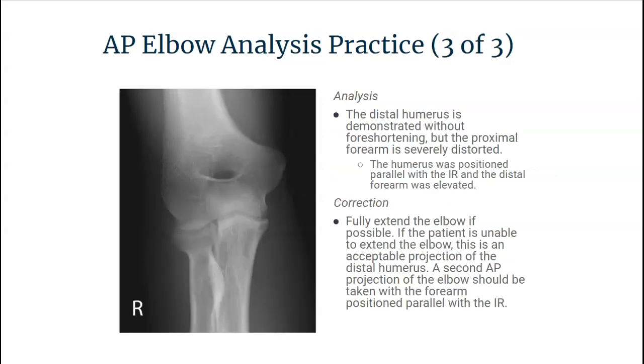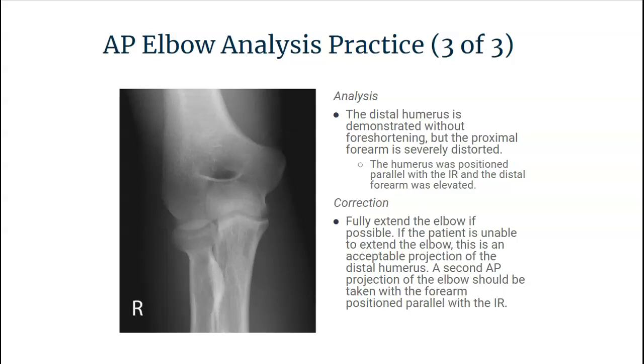Let's take a look at this third practice analysis. Our epicondyles are demonstrated somewhat parallel with the IR. However, when you take a look at the relationship of the radial head and olecranon process, we don't see the olecranon fossa on end, and we don't see the process clearly demonstrated in an AP projection. This should tell us that the distal humerus here is demonstrated without foreshortening. So it is parallel with the IR.